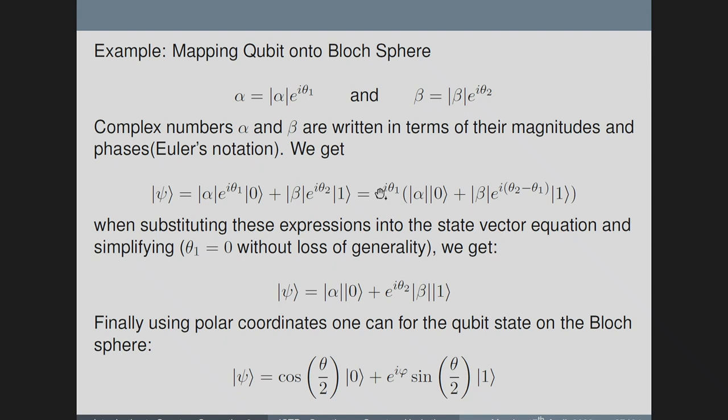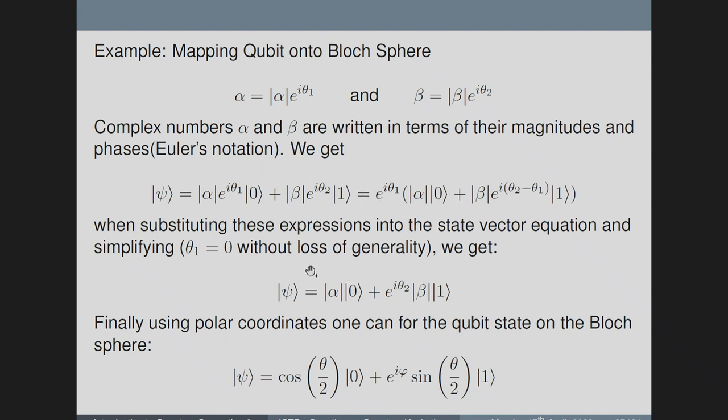You can factor out the e to the i theta 1. This is a common phase. And this phase, remember what the phase was on the Bloch sphere? The phase on the Bloch sphere took you around, right? Like this. An overall phase does not have an effect on your amplitude or probability amplitudes. So you can take that overall phase out.